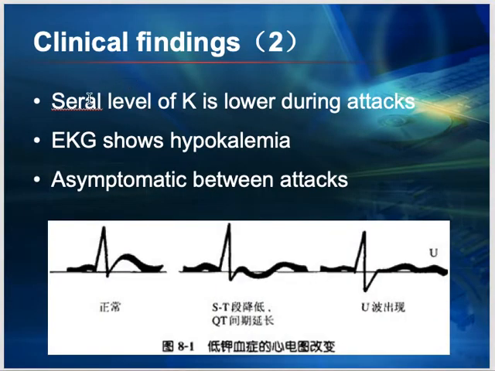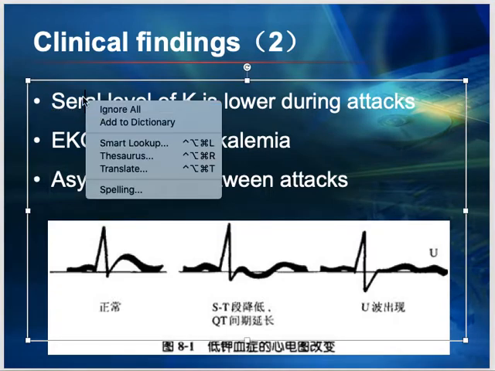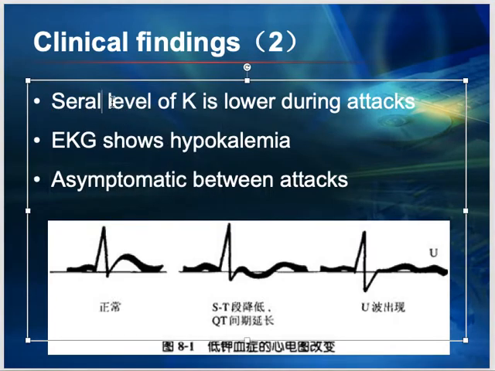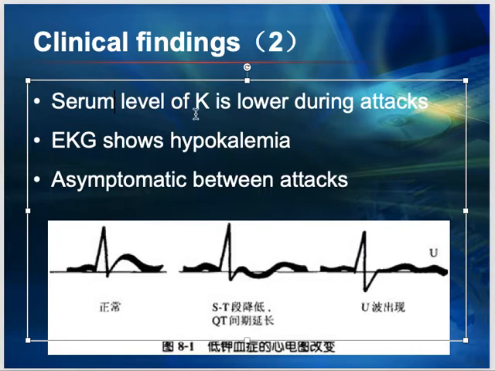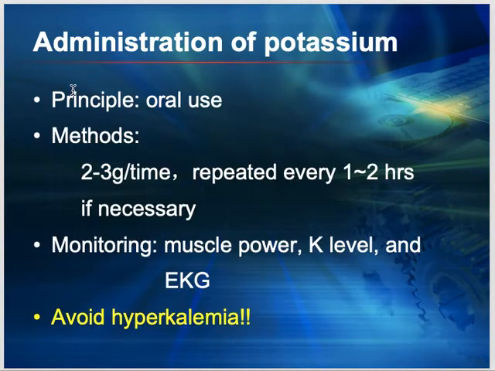Clinical findings: serum potassium level is lower during attacks. EKG shows hypokalemic changes. I have the lecture on hypokalemia in diagnostics. The patient remains asymptomatic between attacks. How do we treat? Simply administer potassium; oral use can be given. Avoid hyperkalemia. So these are all the things, guys, which we had to discuss.